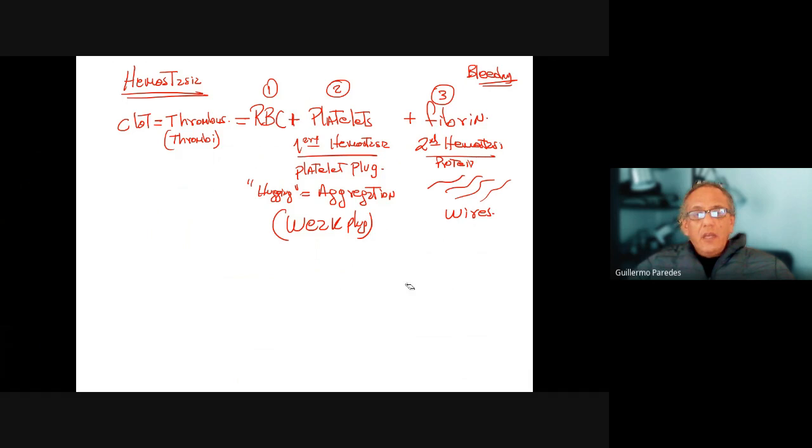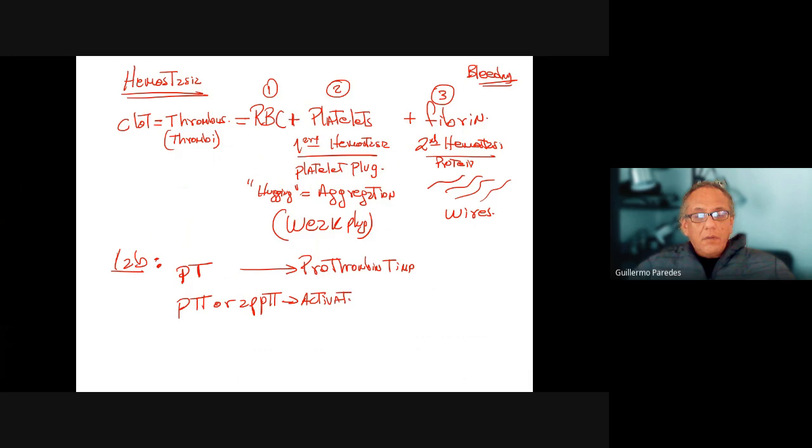Okay. Now we are going to check some laboratory tests, and with this we finish. We have the PT, and we have the PTT, also called the APTT. PT is the prothrombin time, and PTT is the activated partial thromboplastin time.